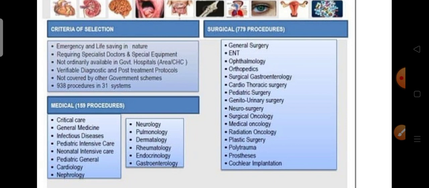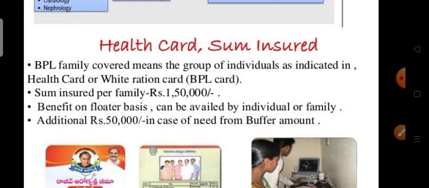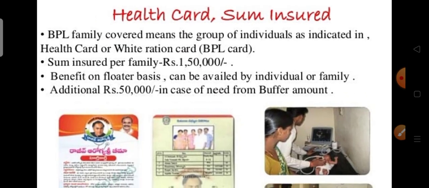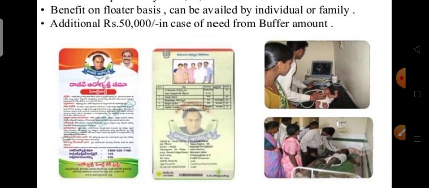Health card. BPL family covered means the group of individuals as indicated in the health card or white ration card. Insured for family income of 1,50,000, benefit on floater basis can be availed by an individual or family. Additional 50,000 in case of need from buffer amount. So this is a diagram of this one.